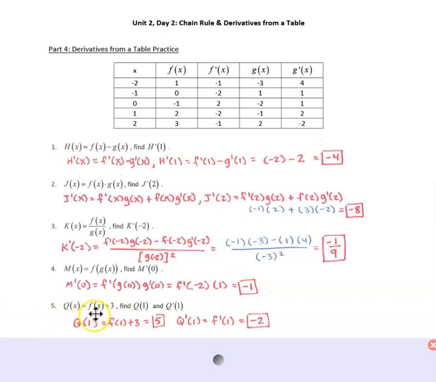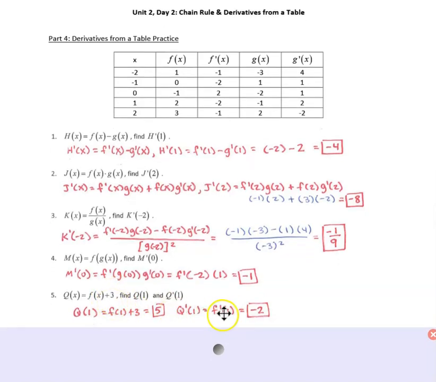q equals f of x plus 3. This is a simple power rule problem. So first they want us to just get q of 1. That's the substitution. q of 1 equals f of 1 plus 3. From the table, f of 1 is 2, so q of 1 equals 5. Then we have a power rule for q prime of 1. It's just equal to f prime of 1 because 3 differentiates to 0. Then from the table, f prime of 1 is negative 2.